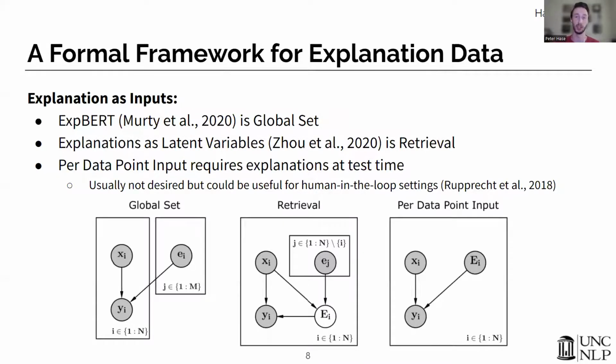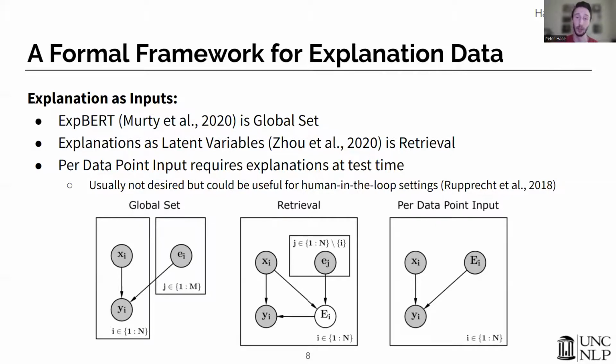Second, many approaches treat explanations as model inputs. The key here is to devise a method that does not require explanations at test time. Two examples here include the global set and retrieval methods, which see performance improvements with BERT models. In global set, a single representation of a set of explanations is used to help label prediction for every data point. In retrieval, explanations for training points are retrieved given a test data point in order to help label prediction.